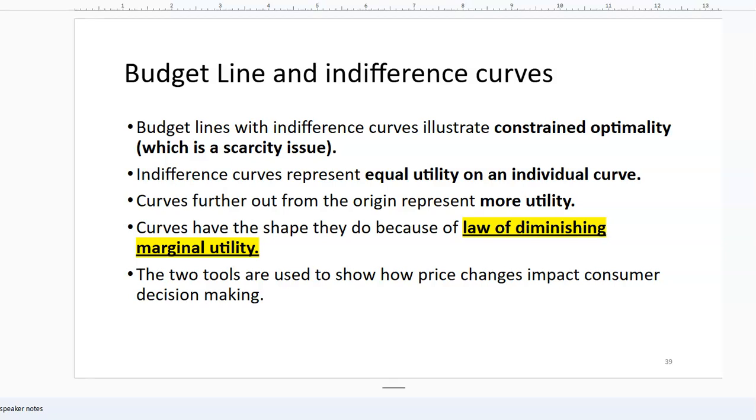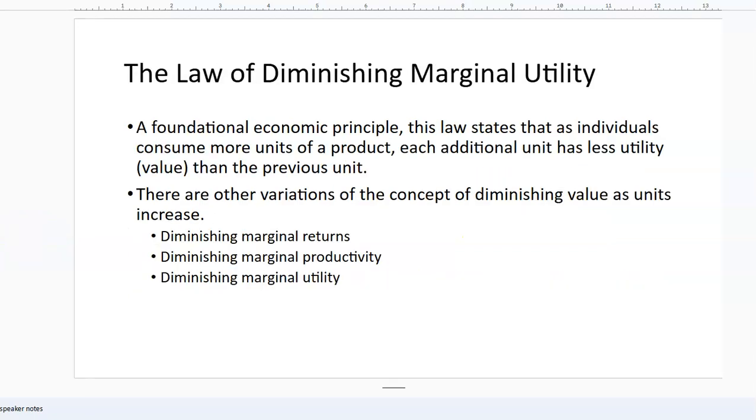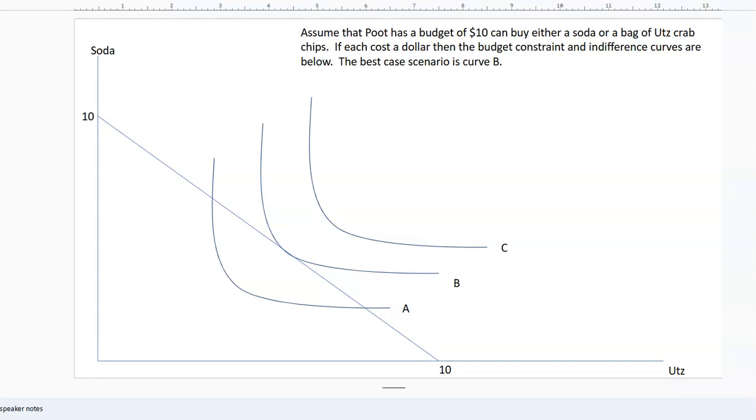The law of diminishing marginal utility says the more you consume of one specific item, the less you will value it on the margin, meaning I would have to give up more and more of one thing to get another. And so there's a variety of ways that we can use this. Let's just build this out real quick.